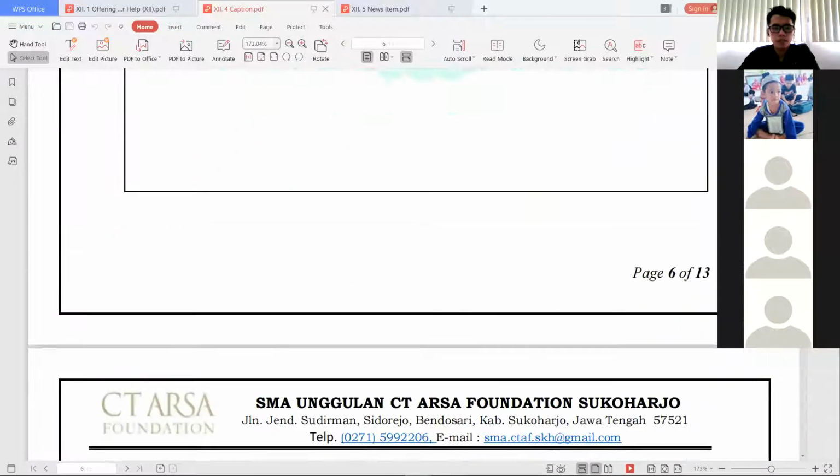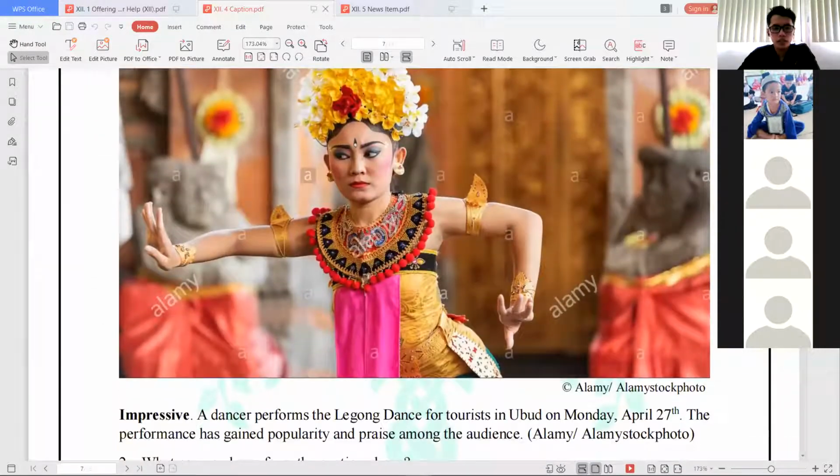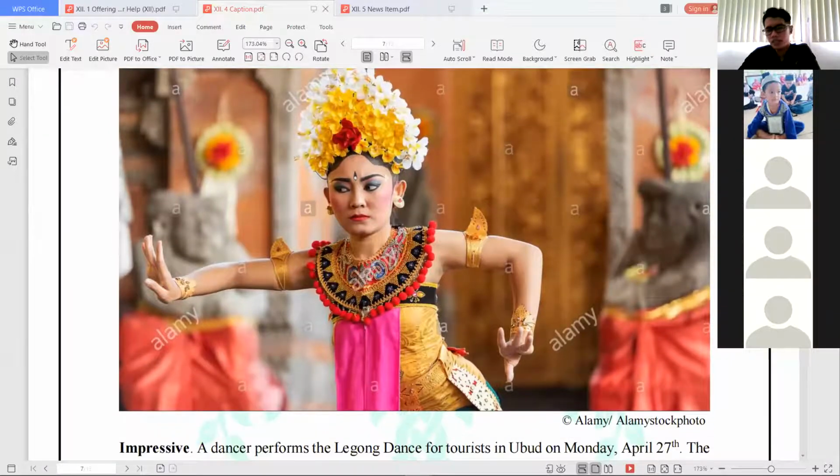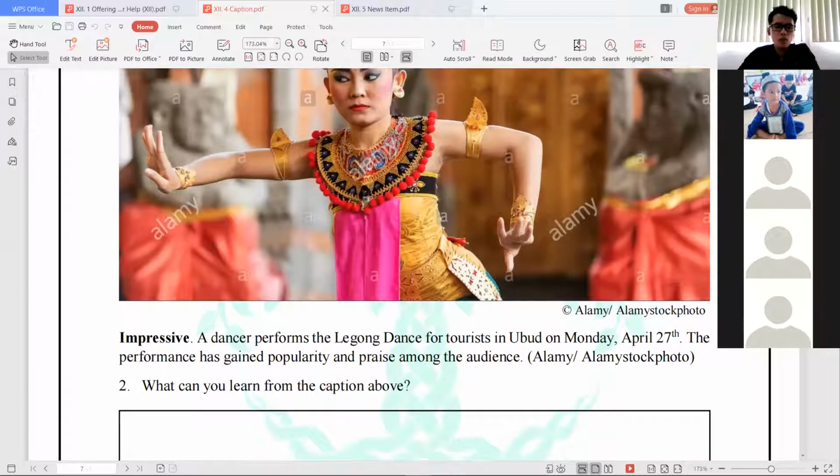Okay. After that, caption 2. It is like, Balinese dance. Impressive! A dancer performs the Legong dance for tourists in Ubud on Monday, April 27th. The performance has gained popularity and praise among the audience. Alami stock photo. So here the who is the dancer, and the what is performs the Legong dance for tourists, and the where is Ubud, and the when is on Monday, April 27th.